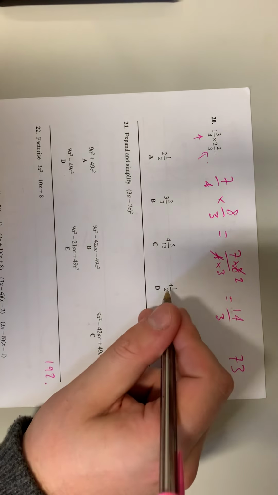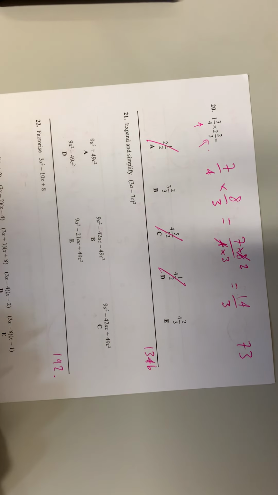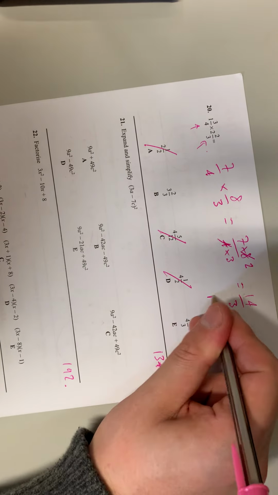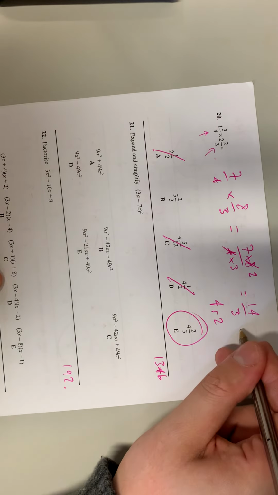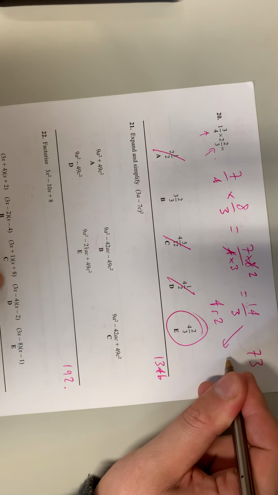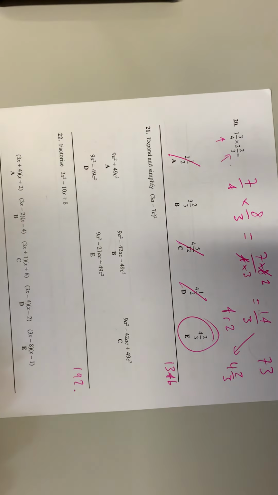So obviously I can discount all of the ones immediately that don't have a 3 at the bottom. And it's a case of just now, how many times does 3 go into 14? Well, it goes 4 times with a remainder of 2. So really, I can say that 14 thirds is the same as 4 and 2 thirds. And that's how I know it's D.